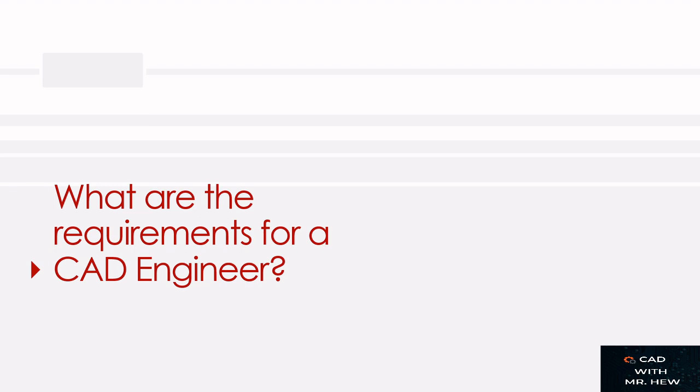What are the requirements for a CAD engineer? A bachelor's degree in CAD design, engineering, computer sciences, or a related field, for example, architecture, is one of the requirements for the qualifications for the CAD engineer. However, you can become a CAD engineer without pursuing a 4-year degree. This is possible because some companies have an apprenticeship program that enables you to acquire the experience to become a CAD engineer.